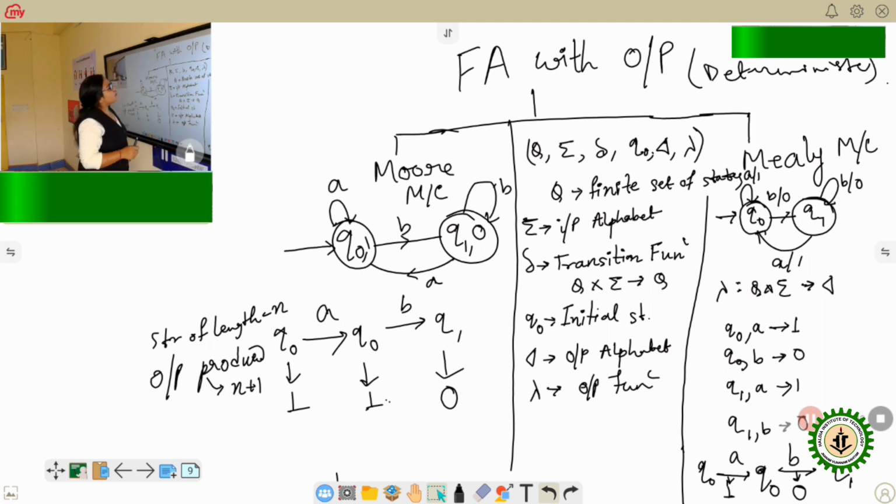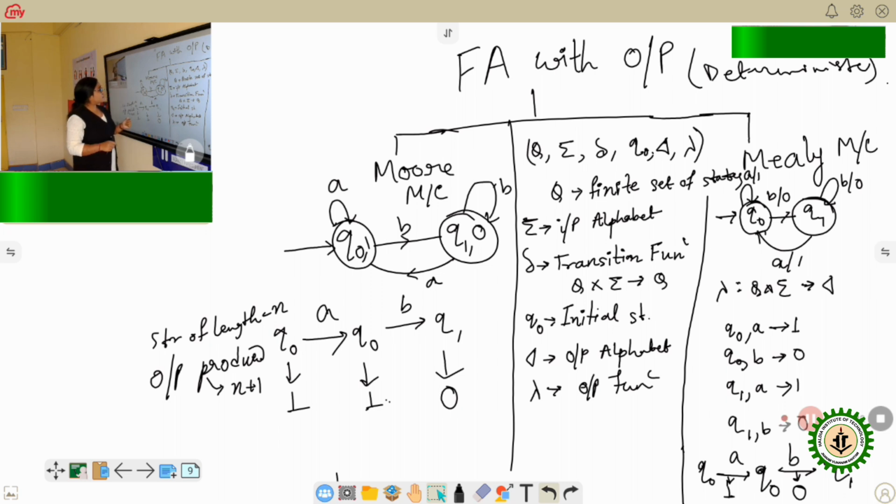Q, sigma, delta, Q naught, capital delta and lambda. These 7 tuples are present here. Q is the same as the DFA and NFA, a finite set of states. Sigma is the input alphabet, delta is the transition function, Q cross sigma to Q. This is the same as the DFA also. Q naught is the initial state and capital delta is the output alphabet, the symbols which are supposed to be printed as the output. And this output function will generate what will be printed as the output based on the state and the input alphabet.